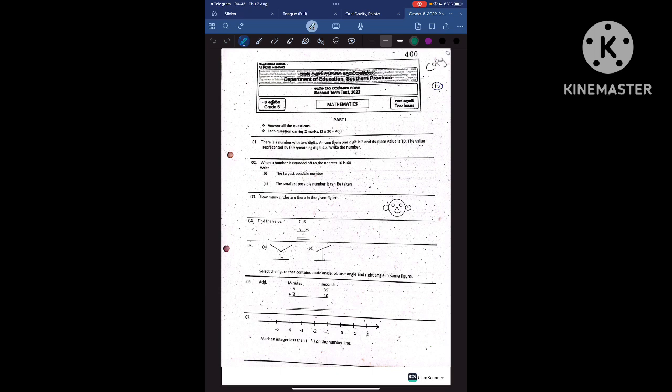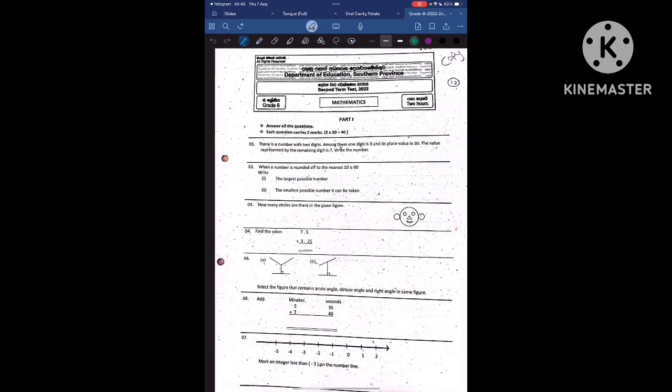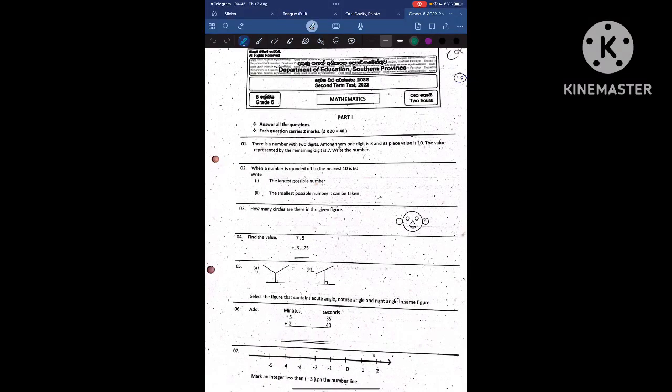Okay, take this paper. Let's start the discussion of this paper. The first question says there is a number with 2 digits. 2 digits means what? 1 is a digit, 2 is another digit, like that. Okay, this is a digit. So it says that some number has 2 digits.